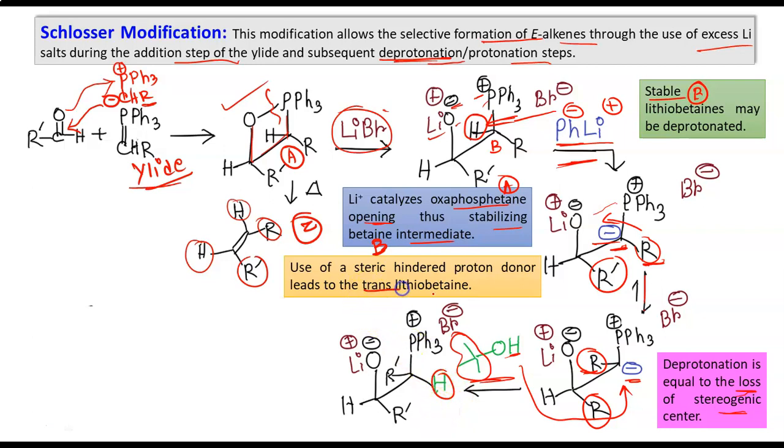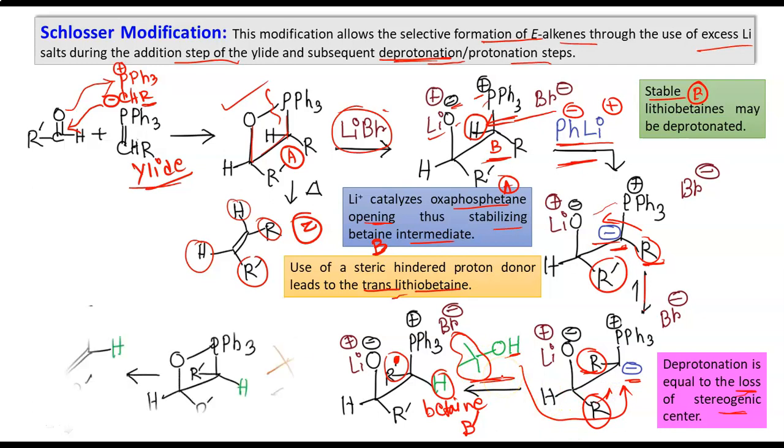And ultimately what are we getting? We are getting trans-lithiobetaine, because this is actually a betaine. See here we have written B, which is also a betaine, but what is the difference between these two betaines? Now it is trans-lithiobetaine. Suppose it is B'. It is trans-lithiobetaine because here R and R' are both on opposite sides. So that is the purpose of using this proton donor.